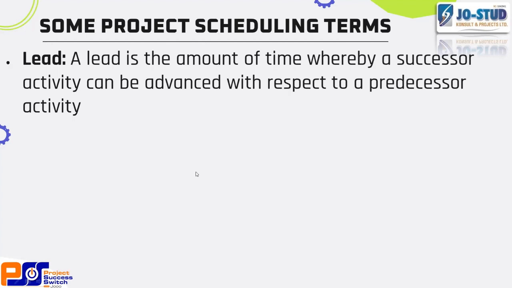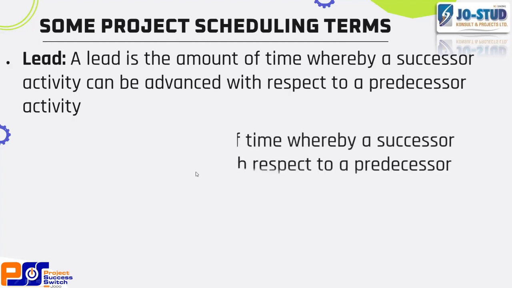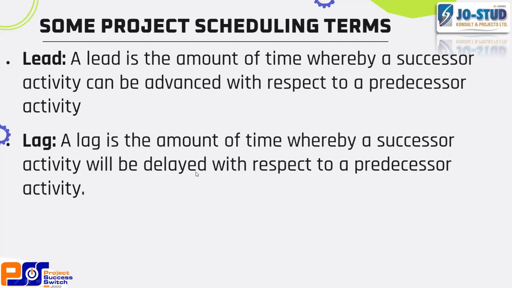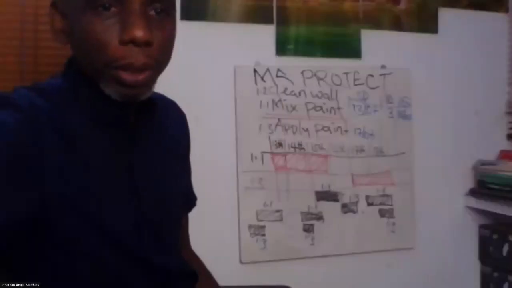I will read the two before I stop sharing my screen. Now, lag time is the amount of time whereas a successor activity can be delayed in respect of the predecessor activity. Now, let me stop sharing my screen.